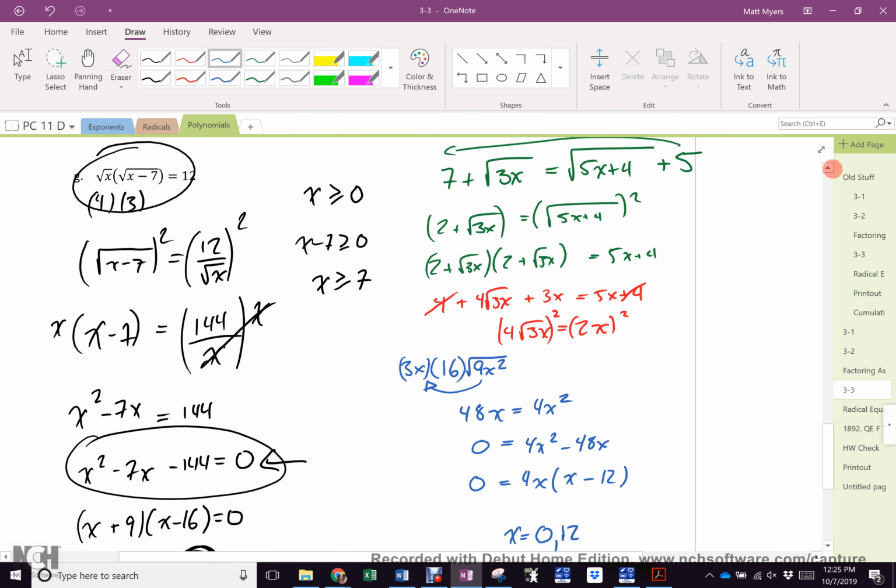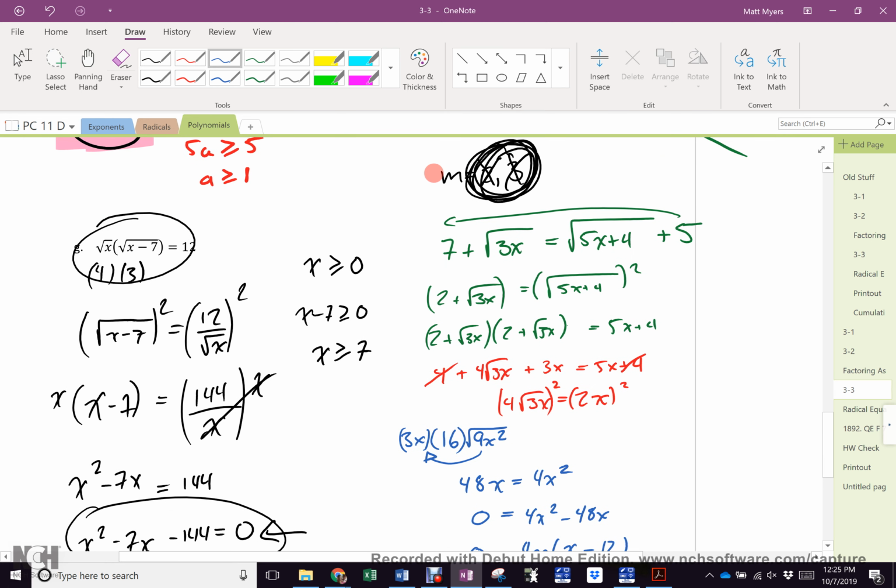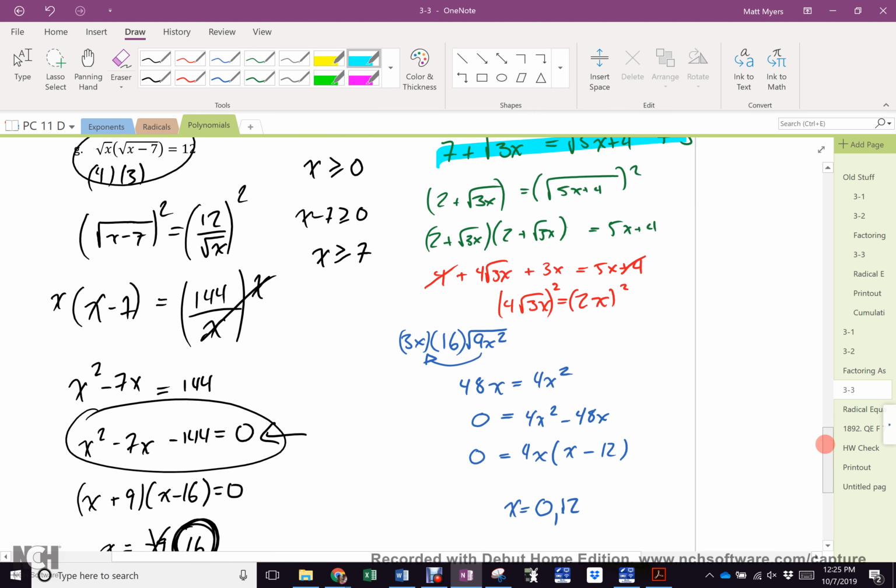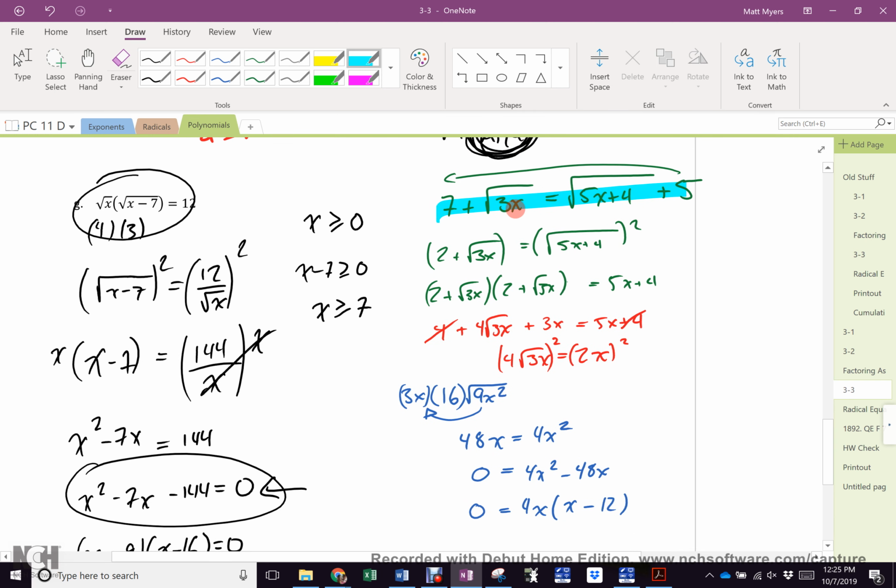Can I check them? Sure I can. Here's the original question. If I use 0, what's the square root of 0? 7 plus 0 is 7, yes? What's 5 times 0? What's 0 plus 4? What's the square root of 4? What's 2 plus 5? Does 7 equal 7? So is 0 okay?